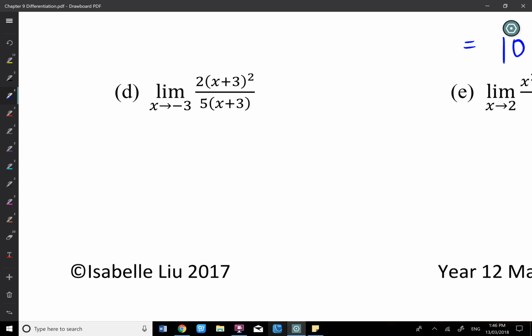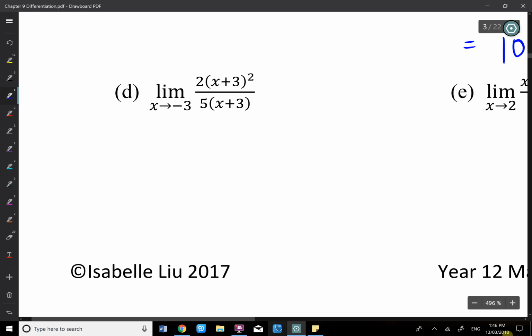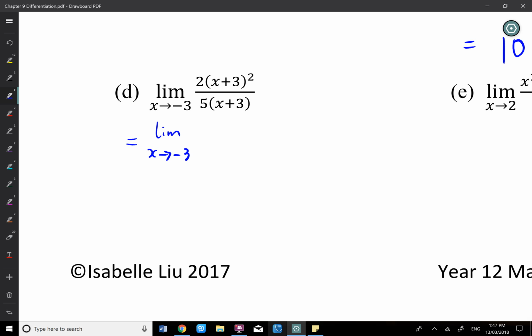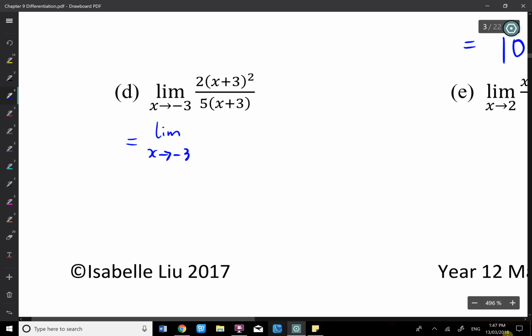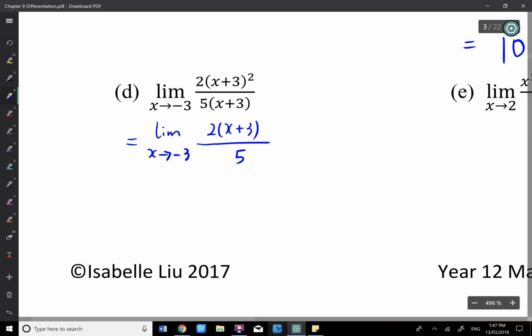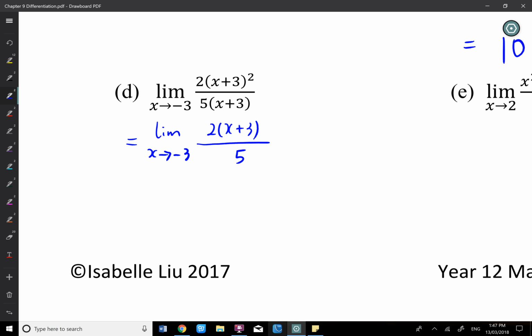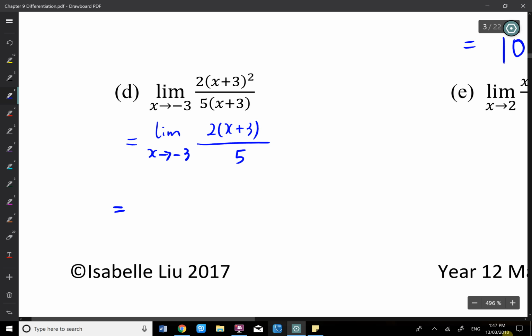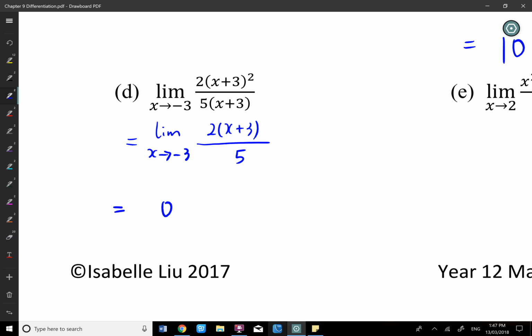So when we can't substitute, we need to do something to the function so that I can substitute. When I do something to the function, I need to keep the lim approaching negative 3 there, because I haven't substituted yet, so that won't disappear. What I can do is divide x plus 3 from top and bottom. That's what I will get. Can I substitute it now? Yes. Then I will substitute negative 3 in. That's just 0.